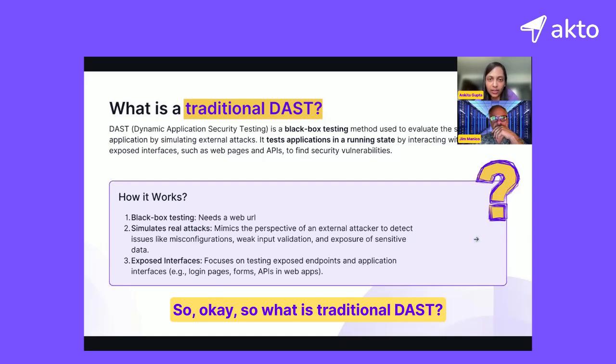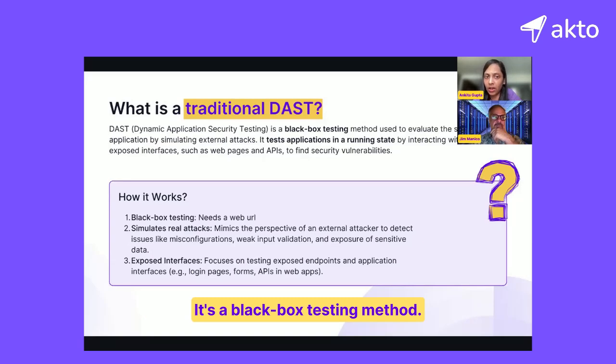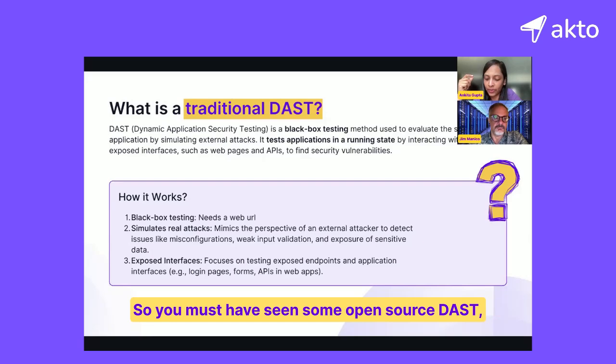So what is traditional DAST? Guys, this definition is taken from OWASP itself. It's a black box testing method. What it does is it tests applications in running state by interacting with their exposed interfaces. So you must have seen some open source DAST. You must have seen the commercial DAST as well. What you really do is you input a web URL. It interacts with the application, does attacks from an external attacker perspective, and finds vulnerabilities.